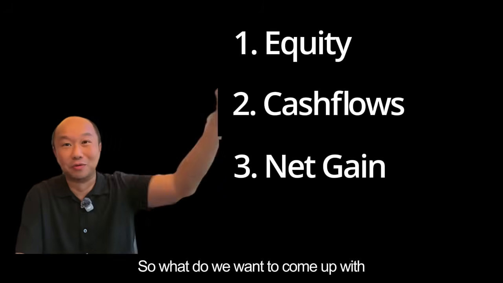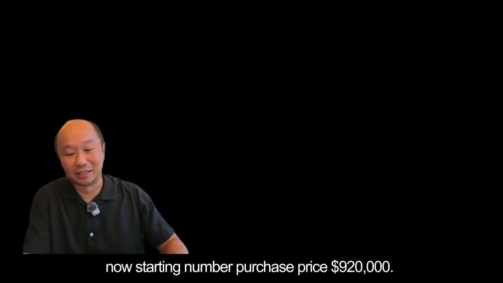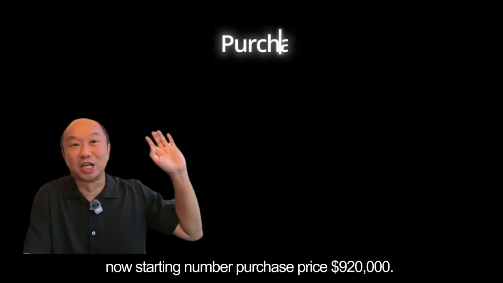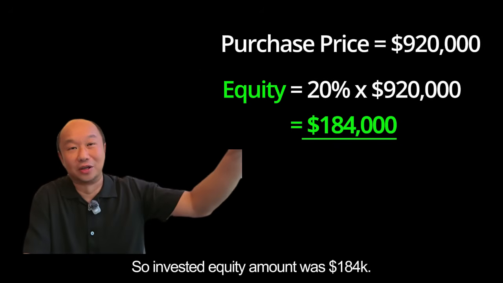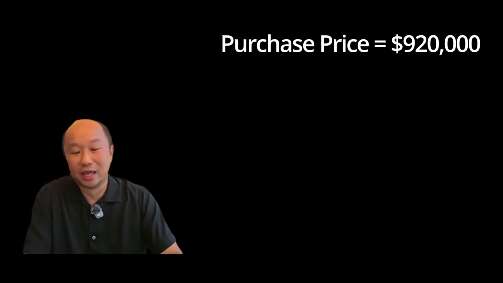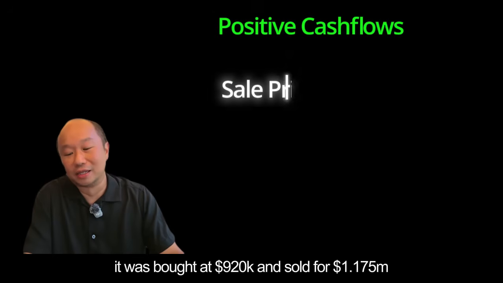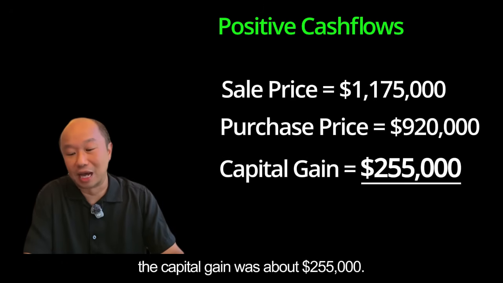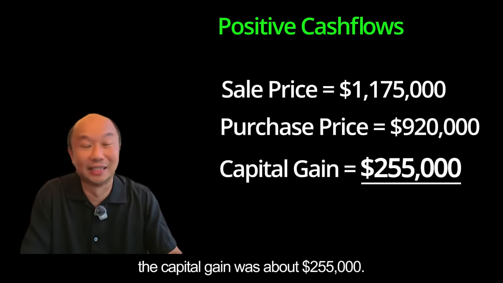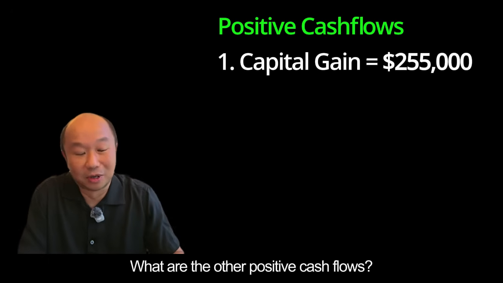All right, so what do we want to come up with, all these three numbers now? Starting number: purchase price 920,000, so the investable equity amount was 184,000. Positive cash flow: it was bought at 920,000 and sold for 1.175 million, and so the capital gain was about 255,000.